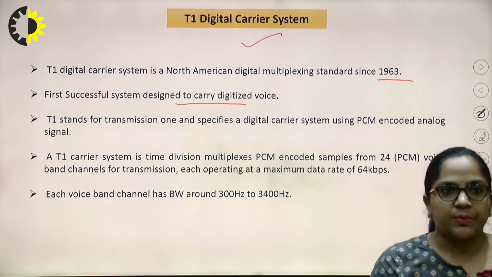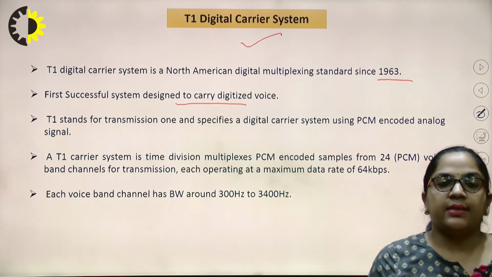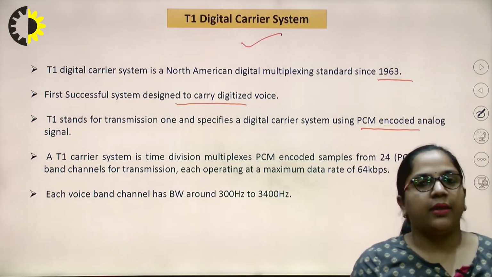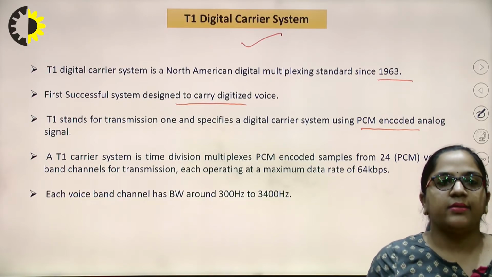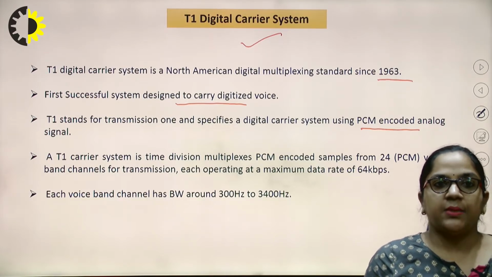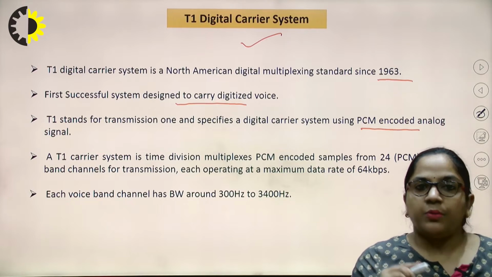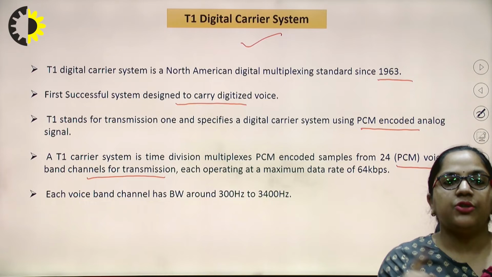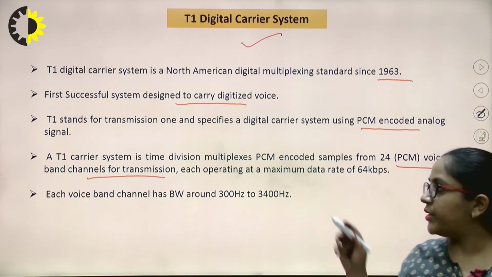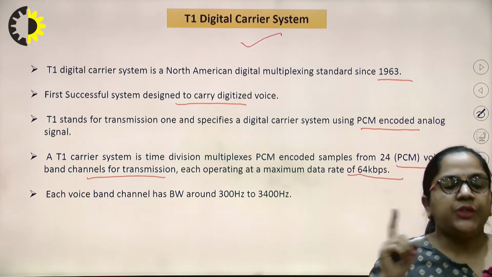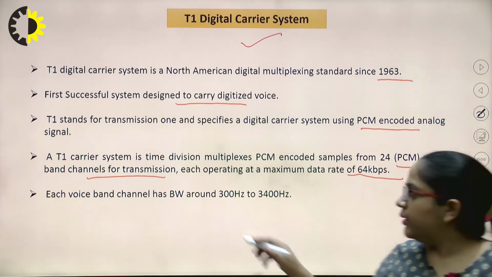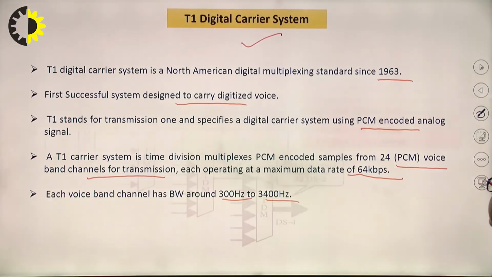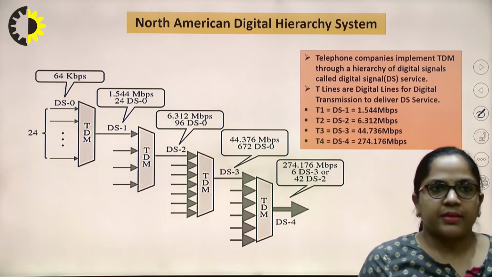T1 stands for transmission 1 and specifies a digital carrier system using pulse code modulation encoded analog signals. A T1 carrier system time division multiplexes PCM encoded samples from 24 voice band channels for transmission, each operating at a maximum data rate of 64 kbps. Each voice band channel has a bandwidth of around 300 Hz to 3400 Hz. Let's discuss some more parameters regarding this digital carrier system.